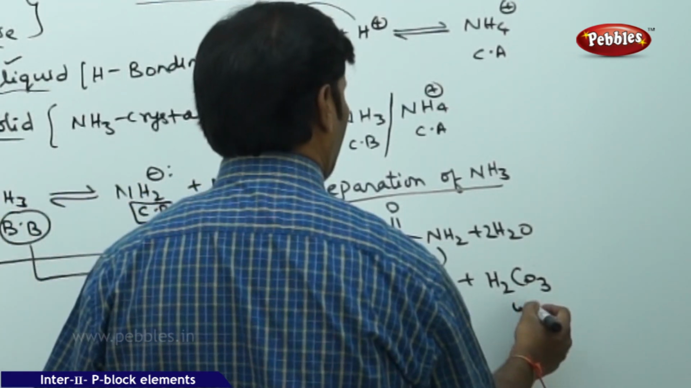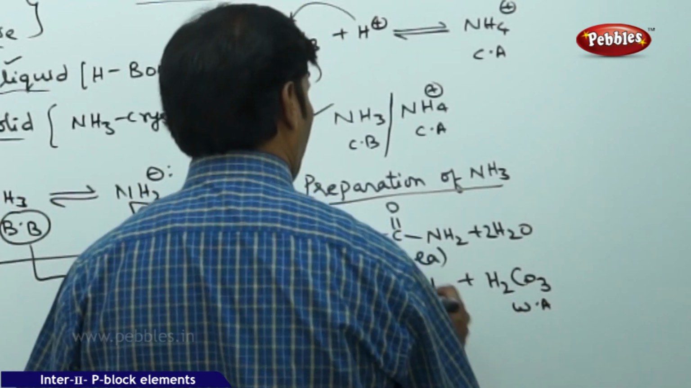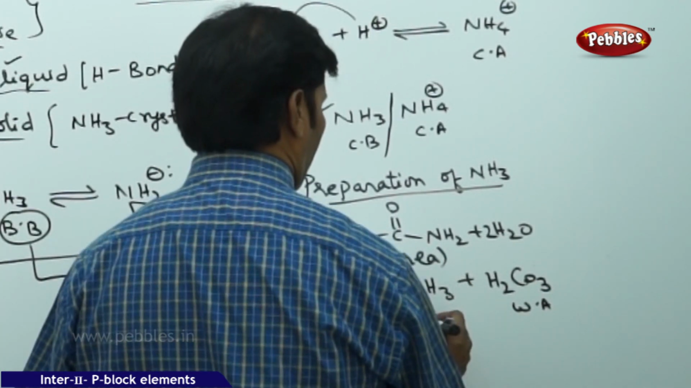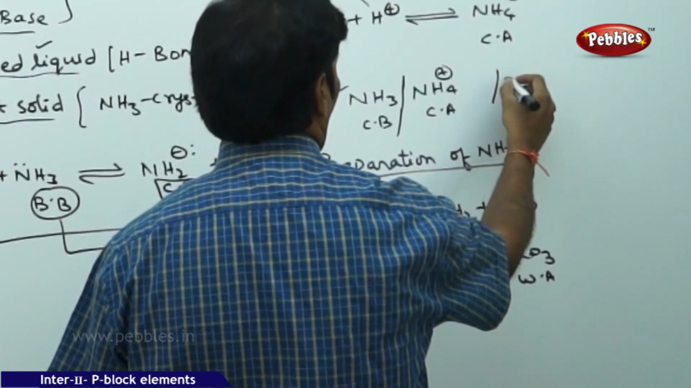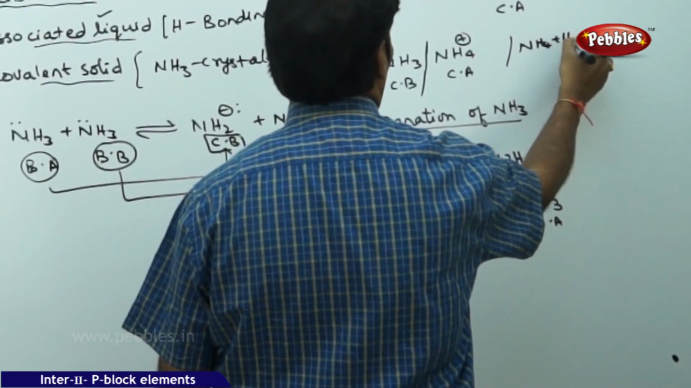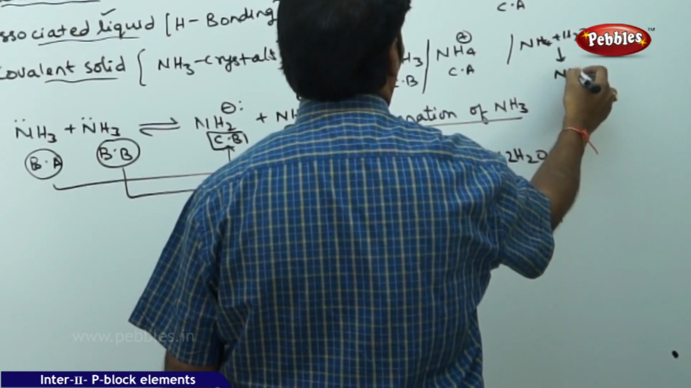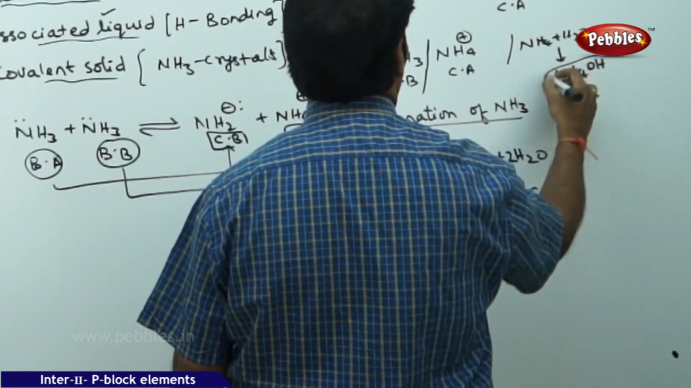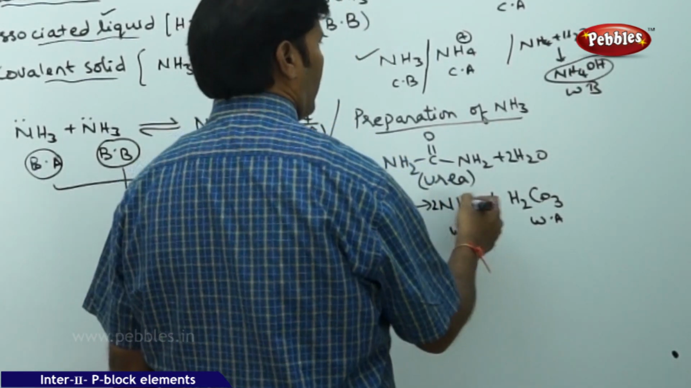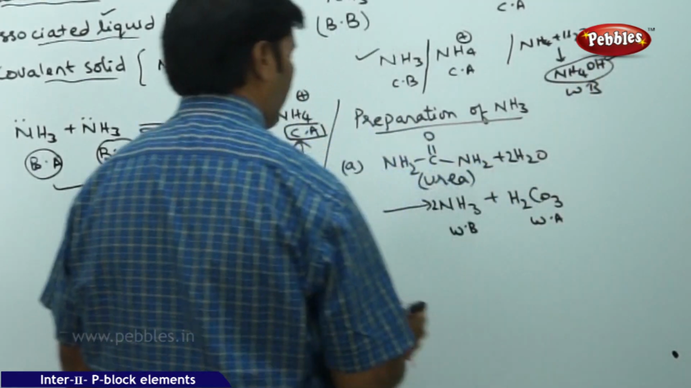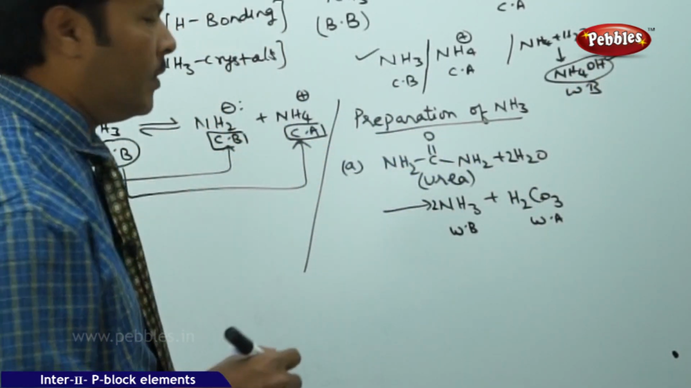Carbonic acid is a weak acid, and ammonia is a weak base. Ammonia plus water is going to give ammonium hydroxide. Ammonium hydroxide is obviously a weak base. Anyhow, this is an aqueous solution. This ammonia exists in the form of ammonium hydroxide. So this is one method of preparing ammonia.